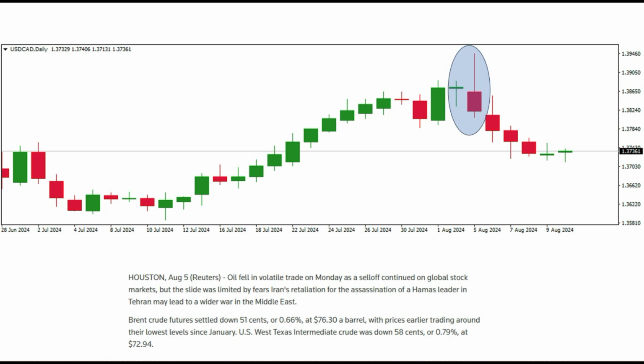So in this example, we had huge news, an unsettling report about the Middle East, and there was the assumption that there could be a possibility of war in the Middle East. Because of this news, we had a huge bearish engulfing pattern.